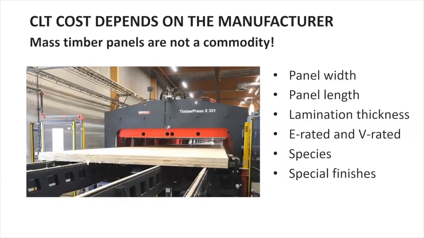But whoever they are, your choice of supplier will affect the cost of your system, because each one, as you get to know them, has their own panel widths, their own efficient panel lengths, different lamination thicknesses. They use E-rated and V-rated materials, different species, different finishes. All those will have an effect on cost. So that early engagement of the fabricator, to understand what they can supply specifically and how their product affects your choices, is really important.